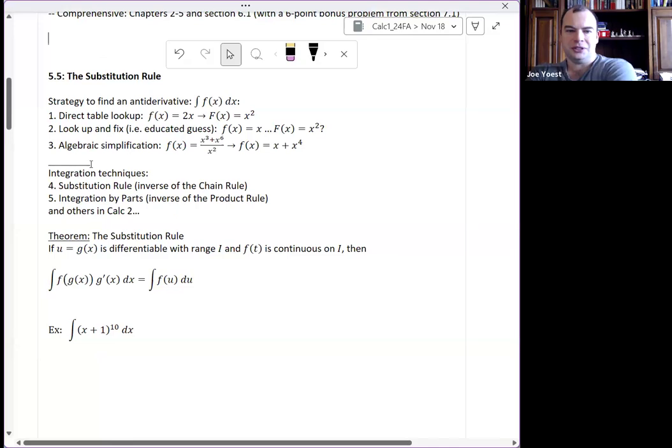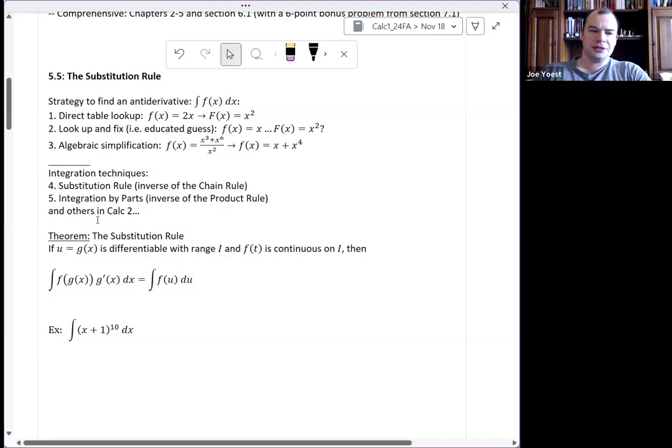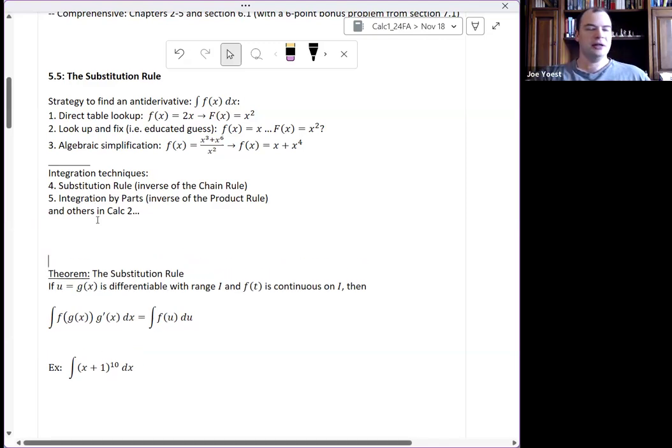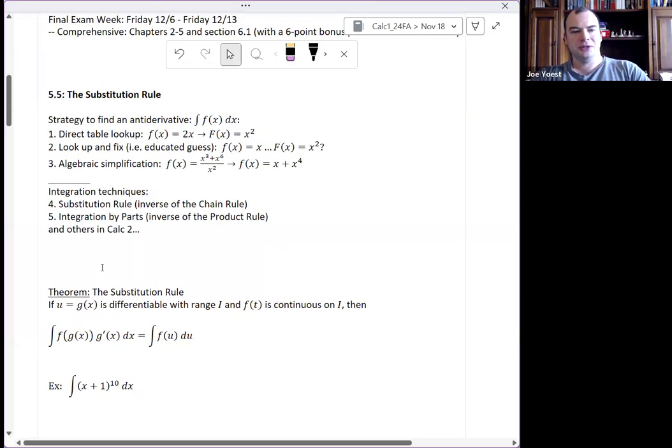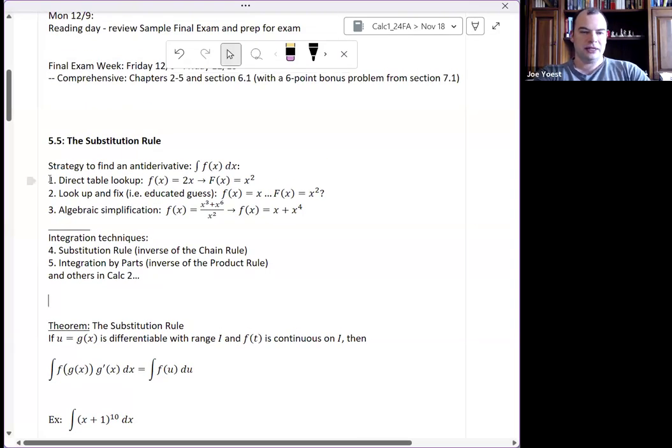So moving on then to the substitution rule. Okay, so the substitution rule is the first of our real integration techniques, but something that we don't want to forget about or get distracted away from is what we've already done, right? I mean, we've already solved lots of integrals without using formal integration techniques.